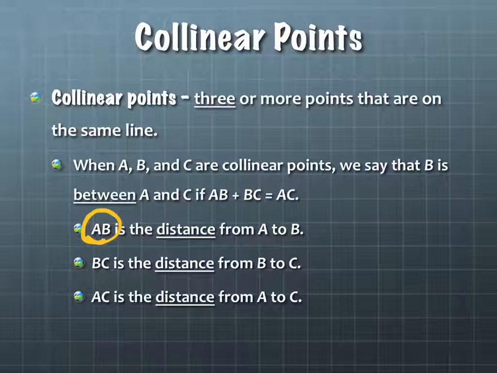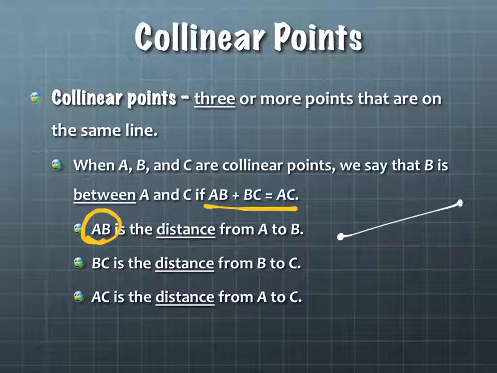So this statement right here is saying that when we add up the length between A and B plus the length between B and C, it will equal the length between A and C if they're collinear. So visually, let me just describe why that has to be true. So let's say that we have this line segment, AC, and we're trying to say that B is in between them.